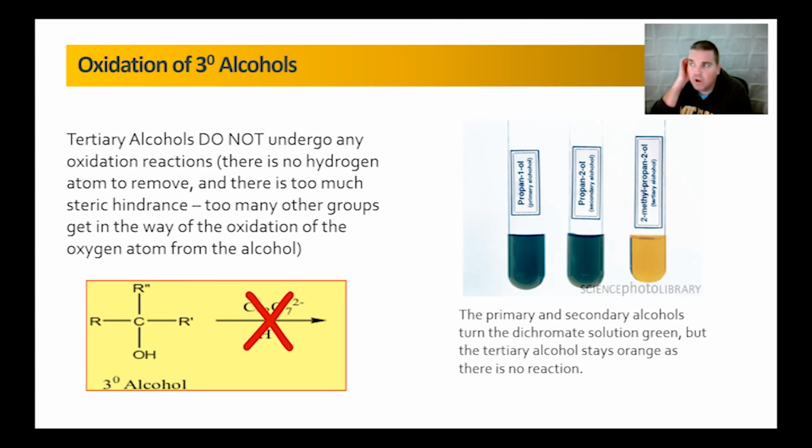Tertiary alcohols do not undergo any oxidation reactions. There's no hydrogen atom to remove, and there's too much what we call steric hindrance. Those other groups block it. So when you do your oxidation of your alcohols, here we've got a primary alcohol, a secondary alcohol, and a tertiary alcohol. When you do it with acidified dichromate, you start with an orange colour from the chromium, and for the first two we get a green colour from the chromium ions after we've oxidized it, but here the dichromate is still orange because no oxidation occurs.